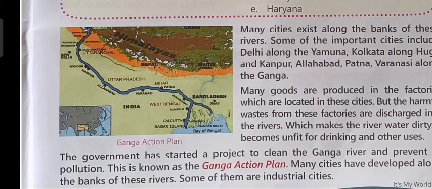Now, children, since so many cities lie along these rivers, then what happens? These cities pollute the river water. Pollute means they make the river water dirty, and there are many factories in these cities, and these factories release harmful waste.